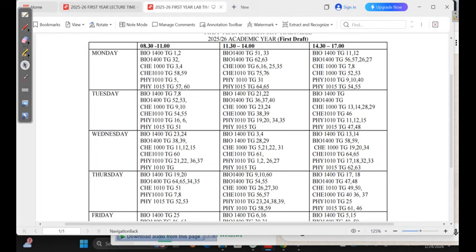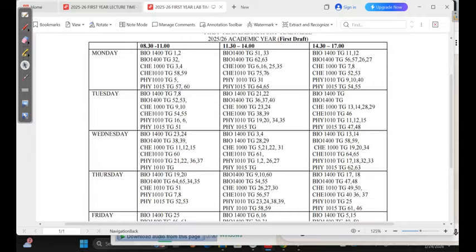Then on Monday, from 11:30 to 14 hours, again TG51, TG53, they'll be having biology. Also TG62, TG63, they'll be having biology. Then chem 1000, which is TG6, 16, 25, and 35, they'll be having lab for chem 1000.